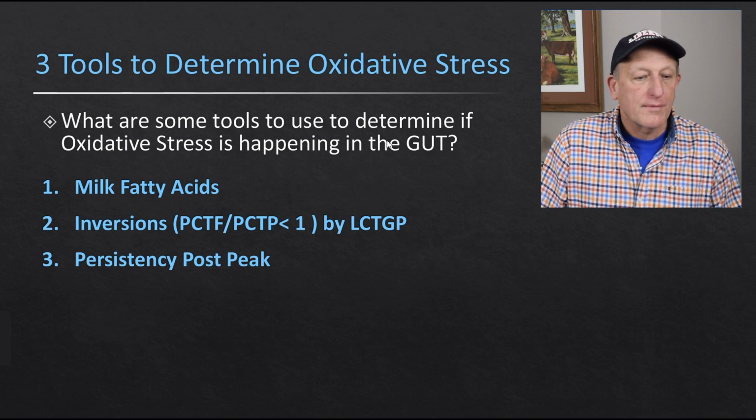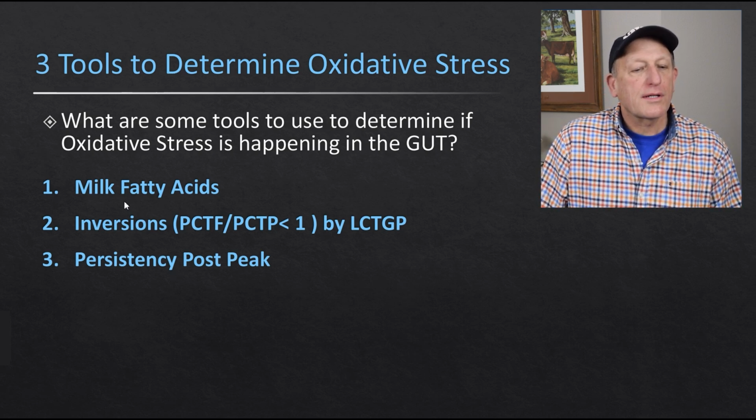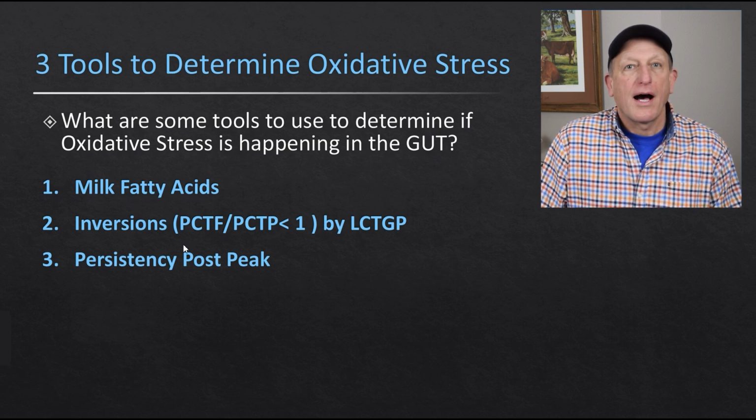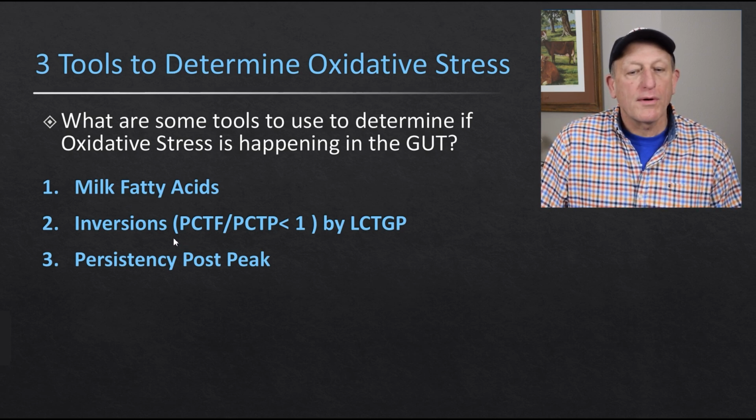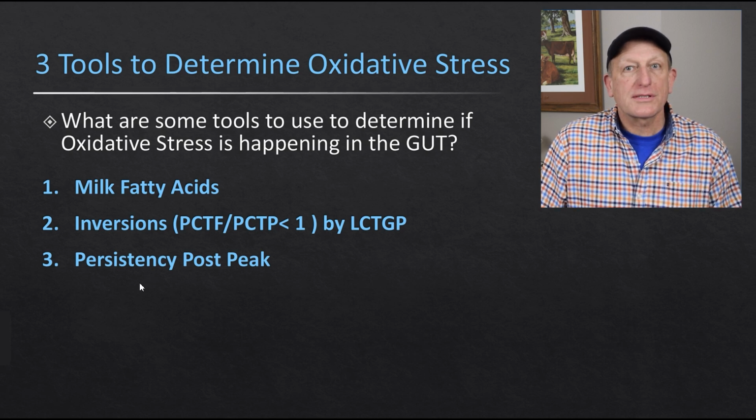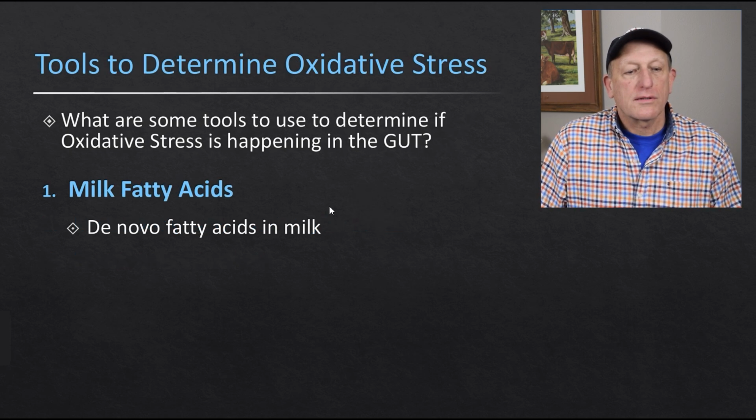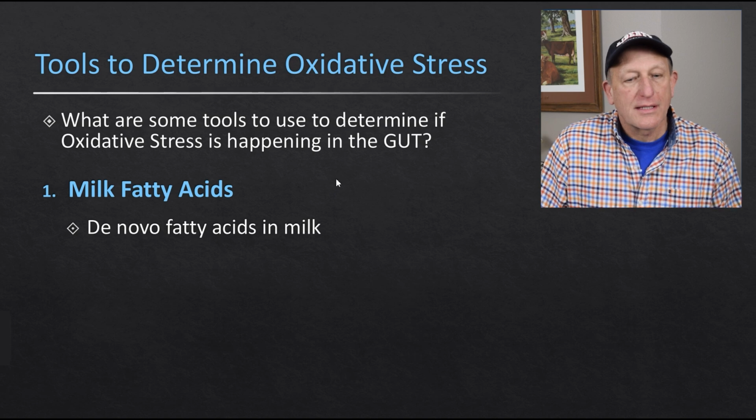So today we're going to talk about the 3 tools to determine if oxidative stress is happening in the gut on your farm. The 3 tools are looking at milk fatty acids, inversions, which is a really big one, and looking at the persistency post-peak. So let's first look at milk fatty acids.